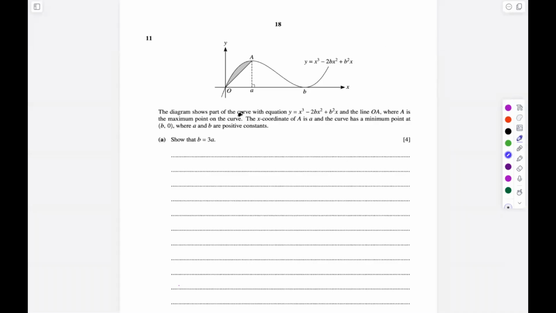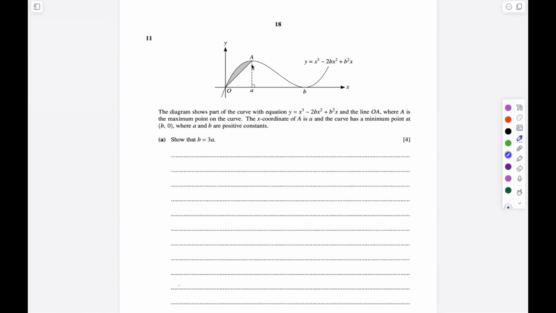In question number 11, the diagram shows part of the curve with the equation y equals x cubed minus 2bx squared plus b squared x, and the line OA, where A is the maximum point on the curve. The x-coordinate of A is a, and the curve has a minimum point at (b, 0), where a and b are positive constants. In part A, we have to show that b equals 3a.